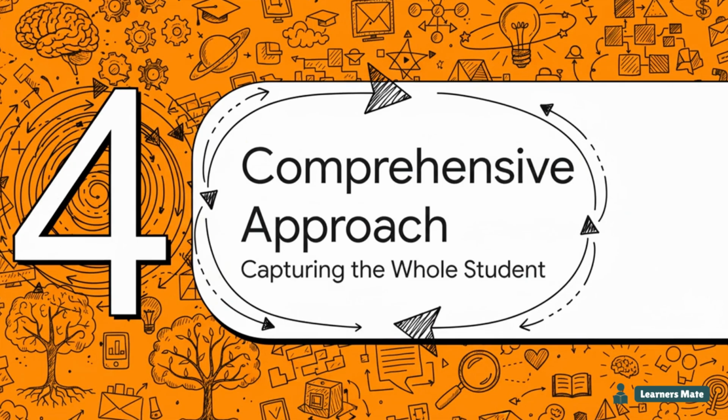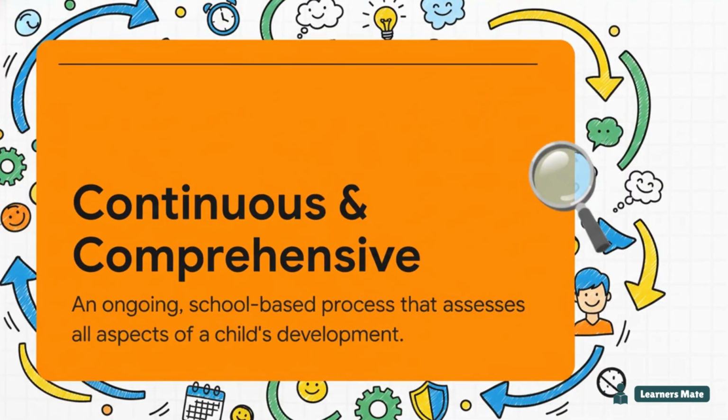So how do you take all these different ideas and actually put them together in a way that works? Well, that leads us to a much more holistic, integrated way of thinking about evaluation. And it's called Continuous and Comprehensive Evaluation, or CCE for short. The whole goal here is to make evaluation a natural, ongoing, and stress-free part of learning. It's not about one single, high-stakes moment, but about a constant, supportive process.